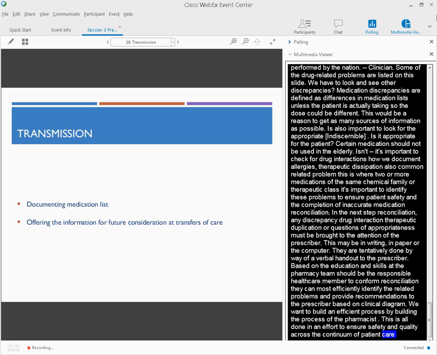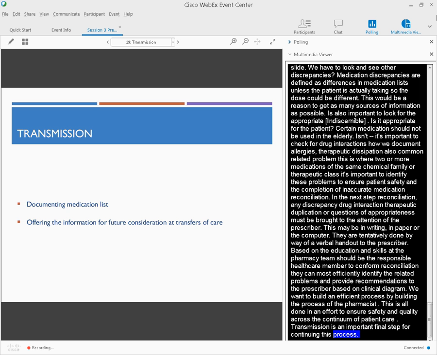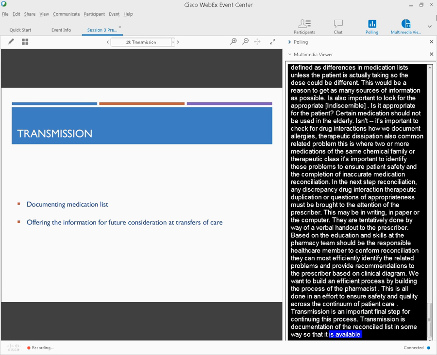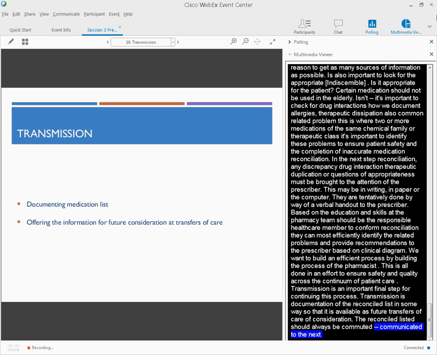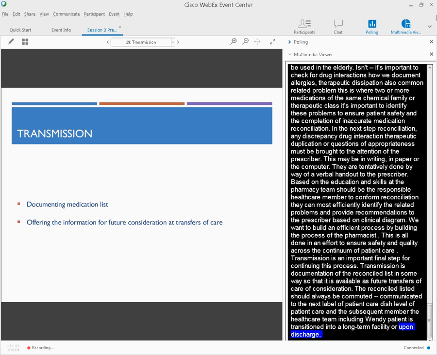Transmission is an important final step for continuing this iterative process at each transfer in patient care. Transmission is the documentation of the reconciled list in some way so that it is available at future transfers of care for consideration. The reconciled list should always be communicated to the next level of patient care and to the subsequent member of the healthcare team. This includes when the patient is transitioning into a long-term care facility or upon discharge from a long-term care facility to home. Communication is key, and oftentimes this is where the system fails.